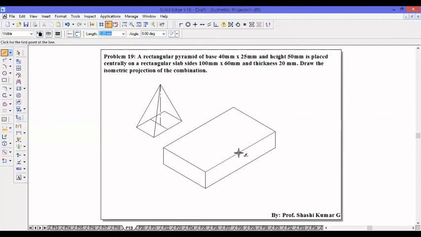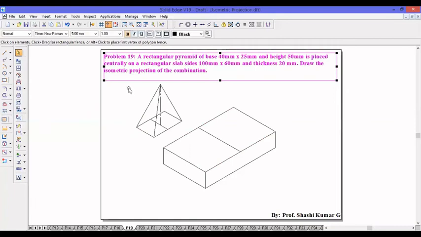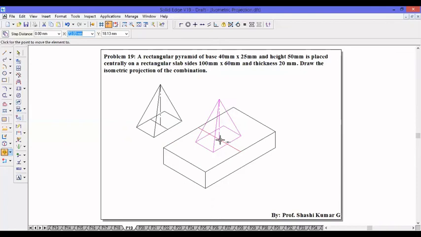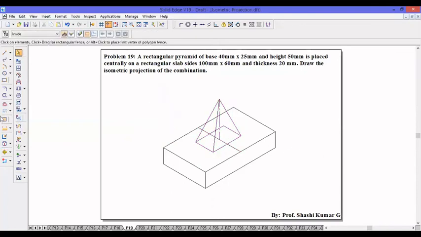Similarly, you find the midpoint of the rectangular slab's parallel sides. Now move this rectangular pyramid from the apex. Switch on move, copy is not required, switch off copy, from the base center to the midpoint of the rectangular slab. Then trim the unwanted invisible edges.